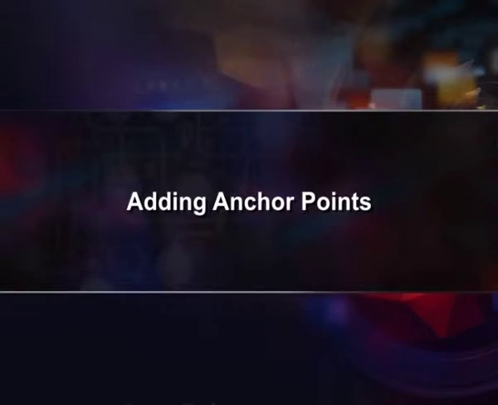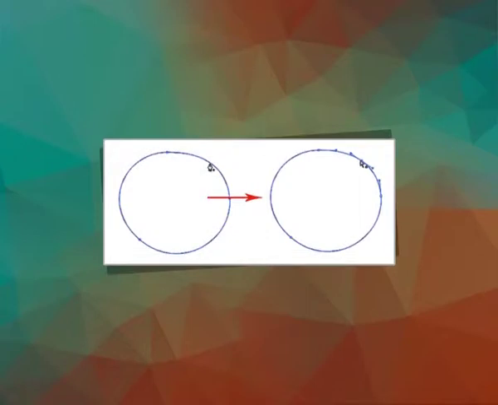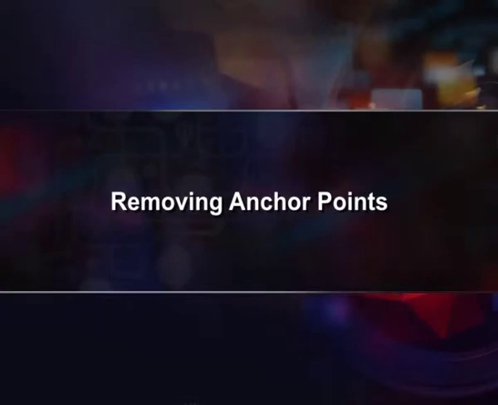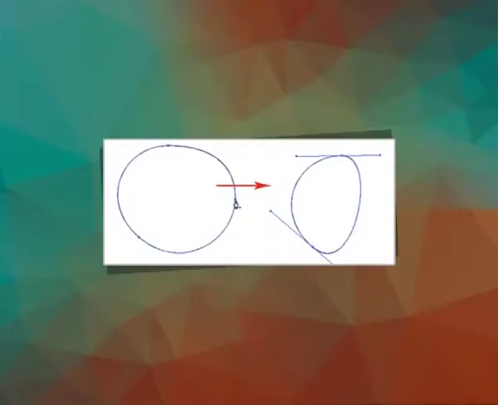Adding anchor points. With the pen tool selected, go near the path where you want to add a new anchor point. A plus sign will appear next to the pen. Click on the path to create a new anchor point. Removing anchor points. To remove a point, move your pen tool close to an anchor.